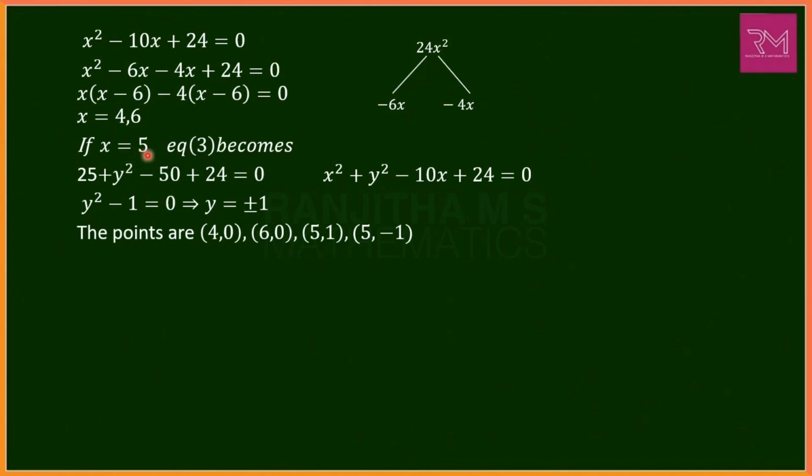If we take x value as 5, we get the y value as plus 1. Similarly, if we take the x value as 5, we get the y value as minus 1. This is a point of intersection. After finding the point of intersection, we have to find the ABC values.